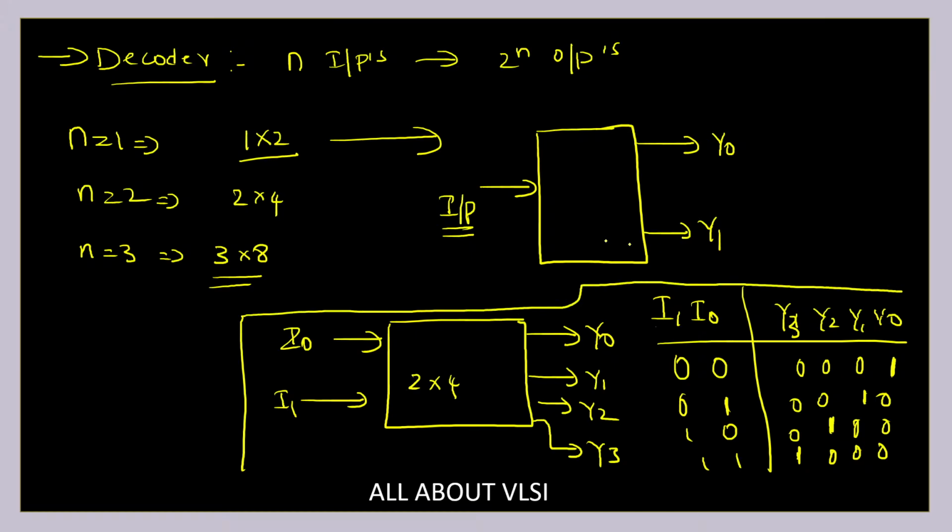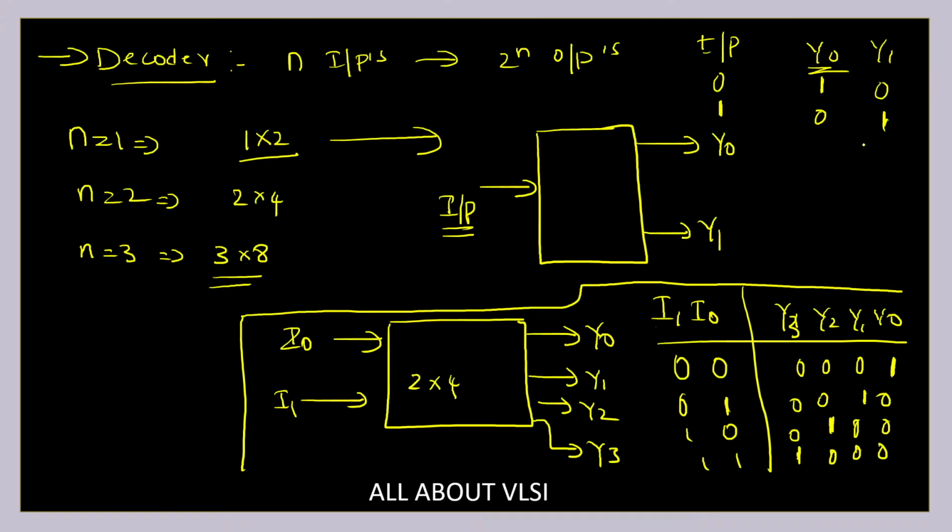Whereas in the case of your 1 cross 2 decoder, if your input is equal to 0, y0 will be made 1 and y1 will be equal to 0. And if your input is equal to 1, y0 will be equal to 0 and y1 will be equal to 1, depending upon the input only. This is how your decoder is going to work. Now, from this table, we can easily get the minterms.